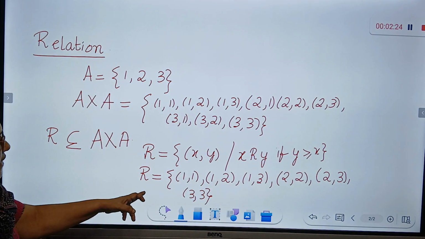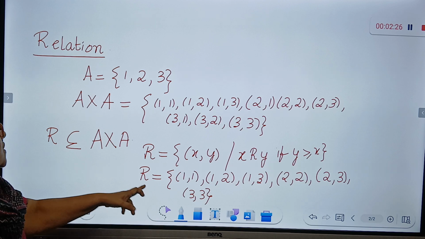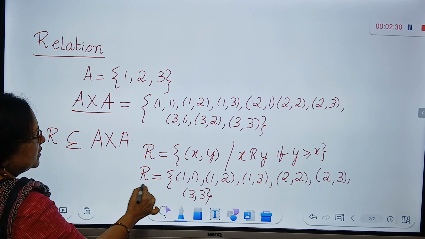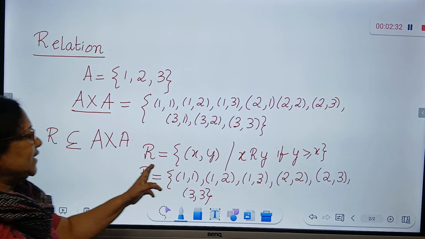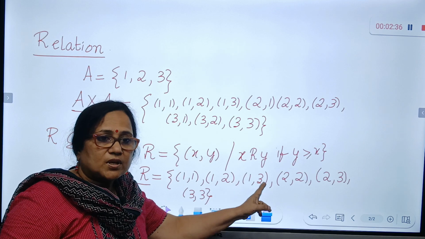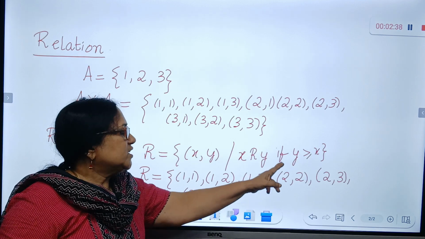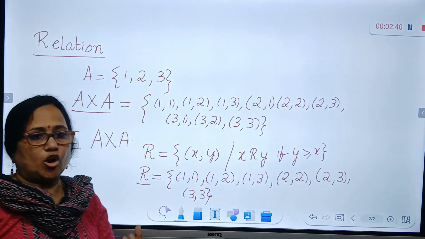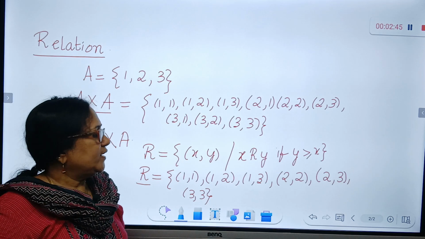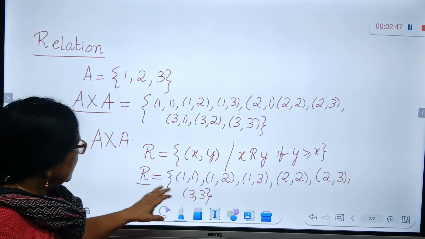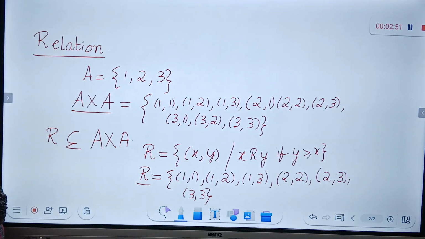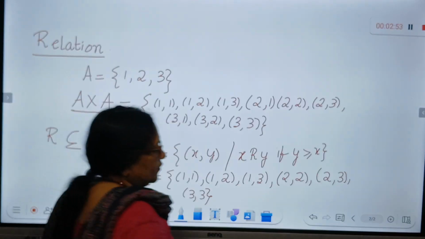So, you can easily see this R is a subset of A cross A. This is A cross A and this is R. I have defined the relation as the set of all (x, y) where two elements are related if y is greater than or equal to x. If you look at an ordered pair (x, y), x is related to y if y is greater than or equal to x. Then R consists of the following elements. Now, we are going to learn about different types of relations.